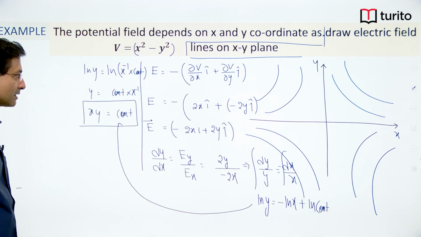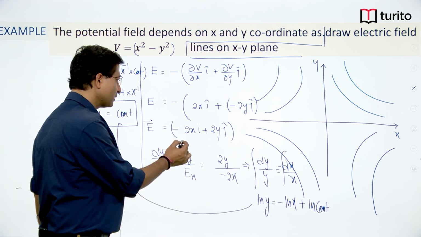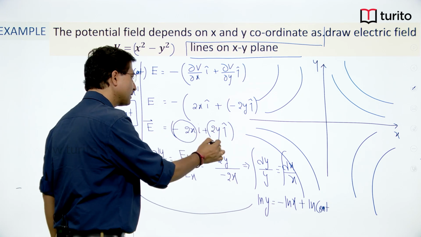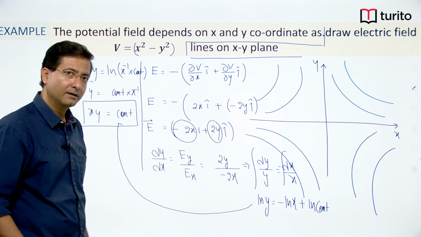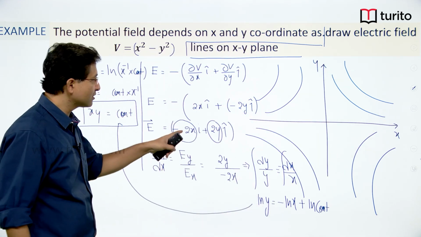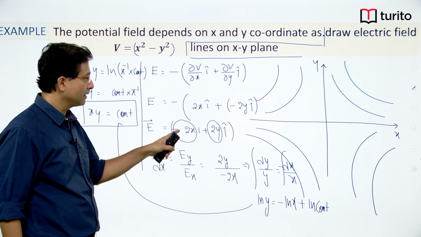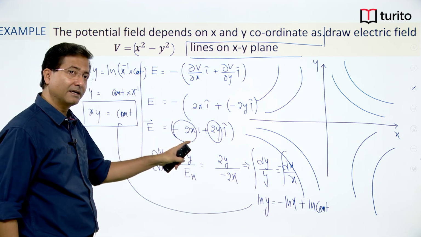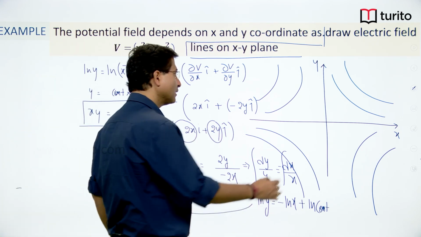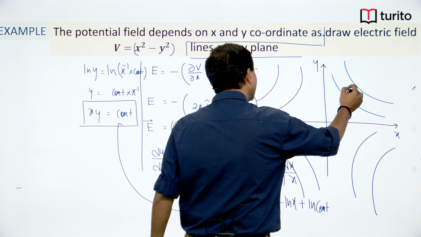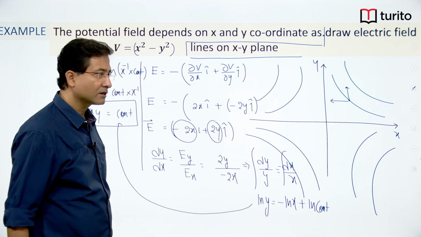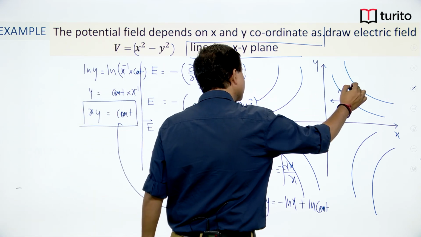To decide direction, as I already told you, look at this: this whole thing is the x component and this whole thing is the y component. In the first quadrant, x and y both will be positive. So, when x is positive, the x component is negative, and y is positive, so the y component is positive. If you take a point somewhere here, you get y component positive, x component negative, right. So, the resultant of these two will obviously be in this direction.